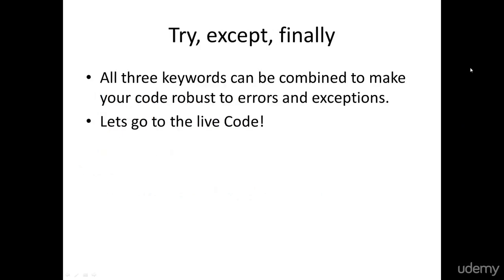And now you can combine all three keywords, try, except, finally, to make your code more robust to errors. So you can have a try block where you try to run some code where you think there may be an error, except to check for certain exceptions, and then finally, so even if there is an exception, I want you to run this code block, the finally code block.